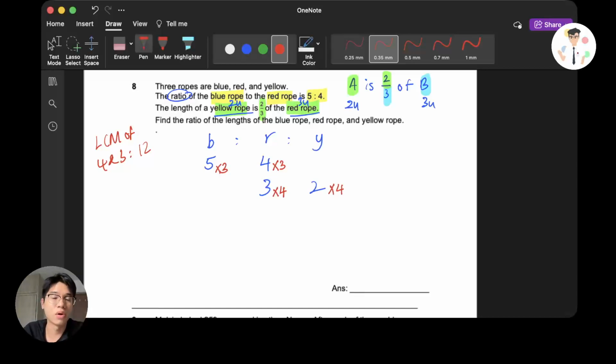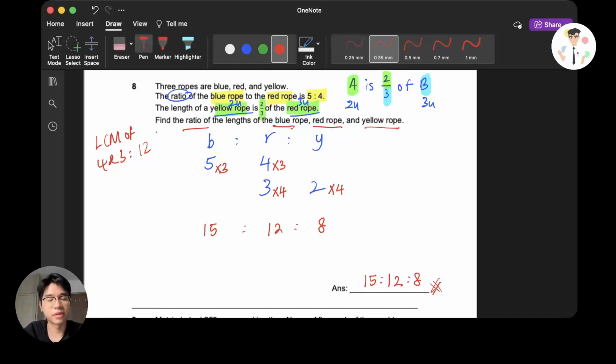So the new ratio is supposed to be 15, 12, 8. Now, don't straight away write your answer here. Read the question first. I want blue, which is 15. I want red, which is 12. I want yellow, which is 8. Then you make sure you get it done. Because the sequence that they want can be different from what you have listed here, right? So you must make sure you check.